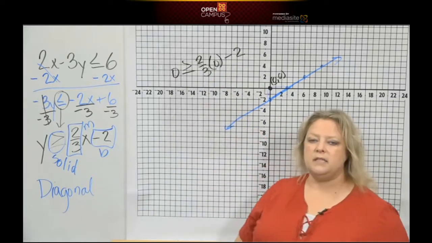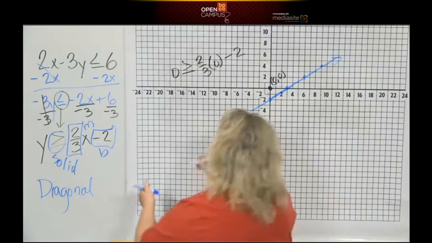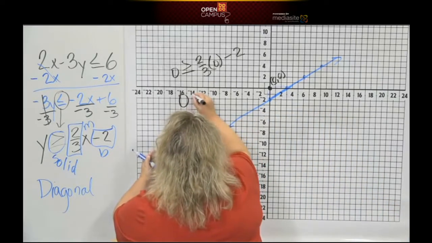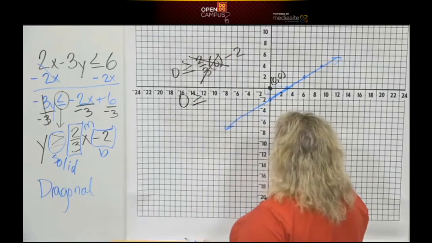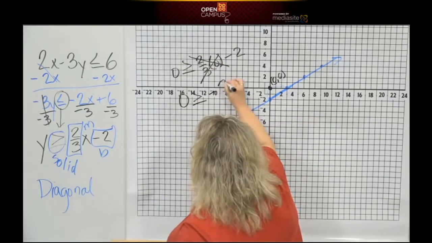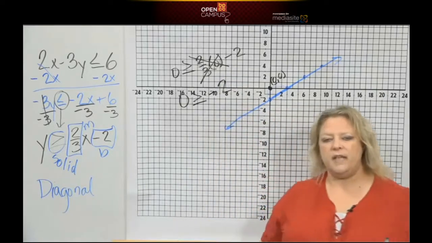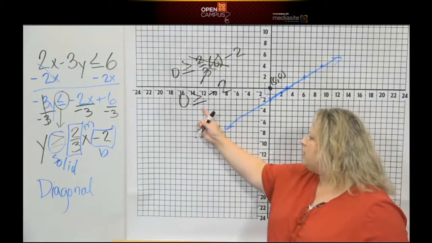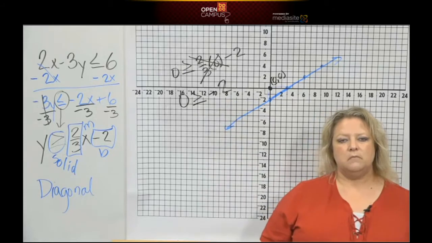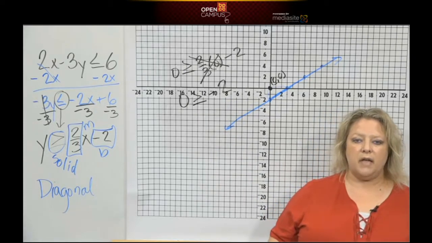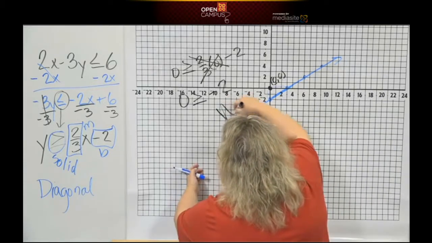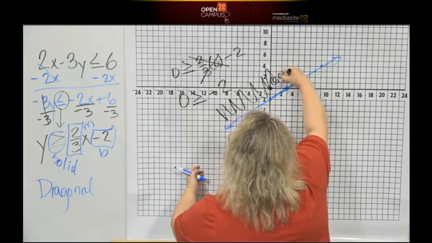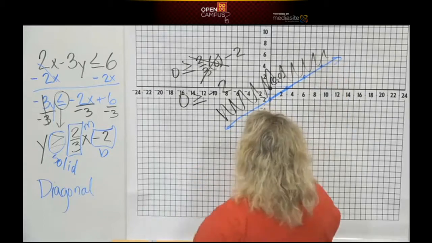0 times anything is 0. That's that property that we learned. So we have 0 greater than or equal to 2/3 times 0, which is 0, so you can cross that off. Bring down negative 2. Now ask yourself, is 0 greater than negative 2? Yes, it is, okay? 0 is bigger than any negative number. So yes, it's true. So yes, I shade over here, okay?